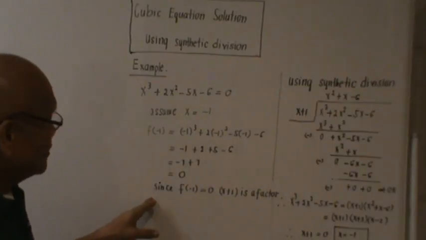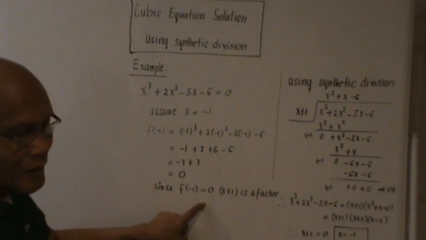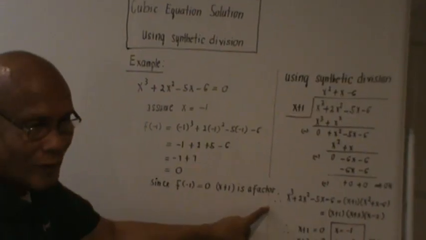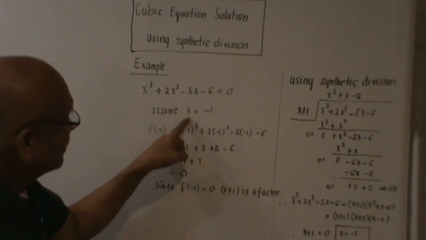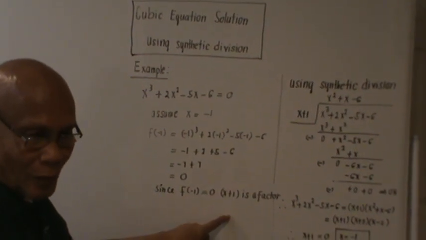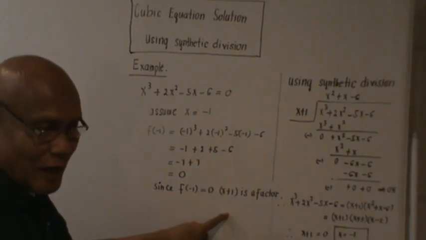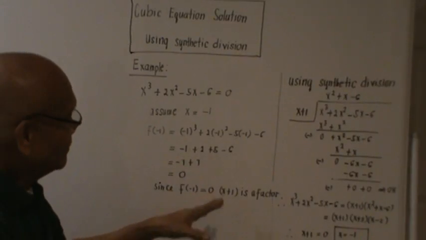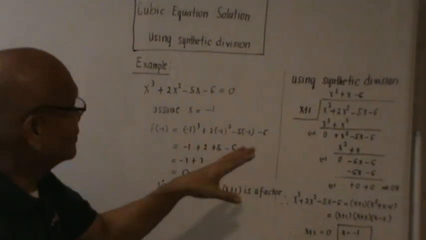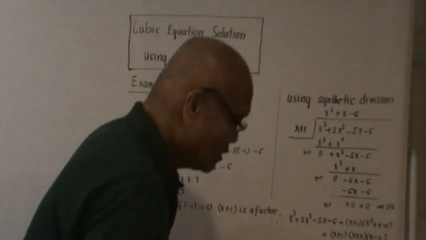So I place it here, since f of negative 1 is equal to 0. One of the possible factors will be x plus 1. If x is equal to negative 1, x plus 1 should be a factor. So for us to solve the other two, the other multiplicand to be multiplied to this x plus 1, we will now be using synthetic division. And synthetic division is something like this.